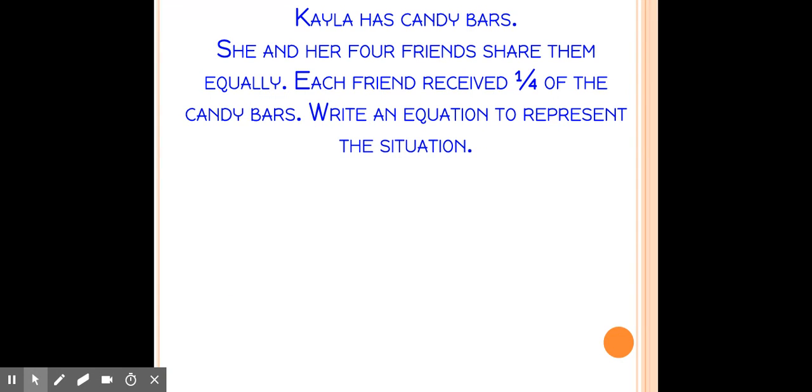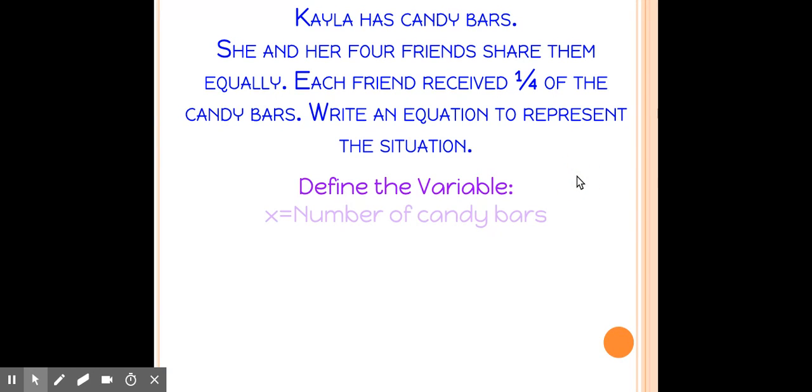Our next situation says Kayla has candy bars. She and her 4 friends share them equally. Each friend receives a fourth of the candy bars. Write an equation to represent the situation. Define the variable. The variable is the number of candy bars she started with. What would the equation look like?